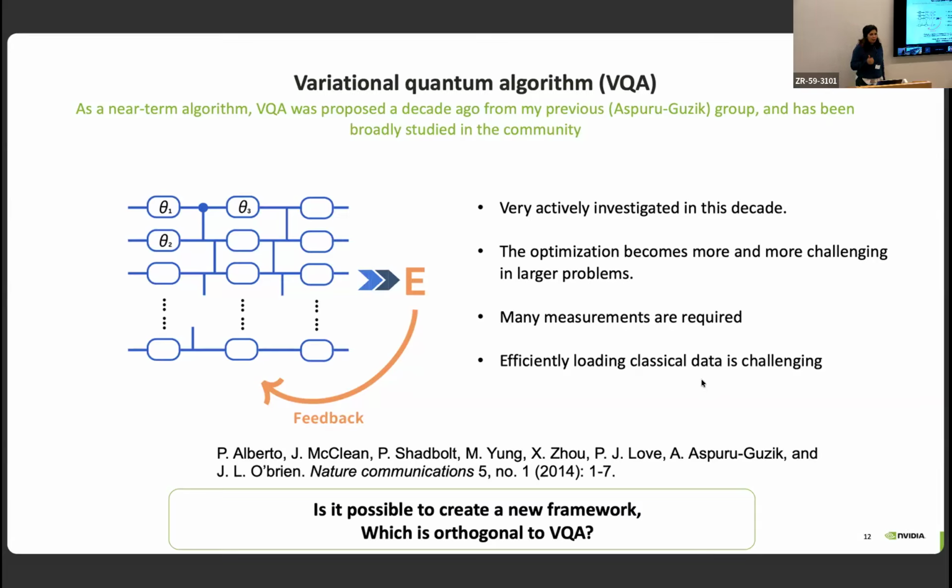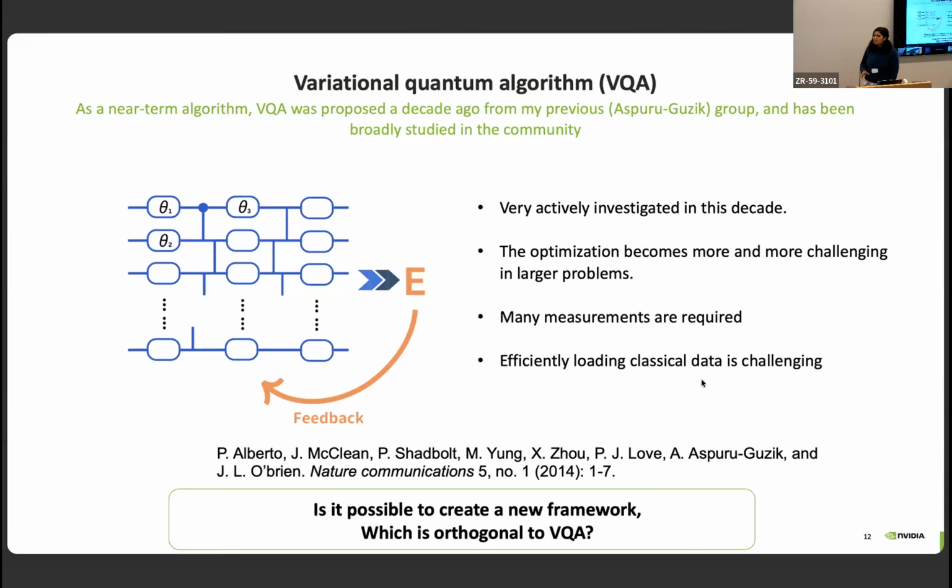But as you scale up, the problems become more and more, right? One such limiting problem is the barren plateau problem. Essentially, what happens at a higher number of qubits is that your optimization landscape becomes more and more flattened, and then the optimizer fails to converge. And of course, efficiently loading classical data is inherently a very, very challenging problem. If you're trying to do a problem which requires that, it adds another layer of complexity.